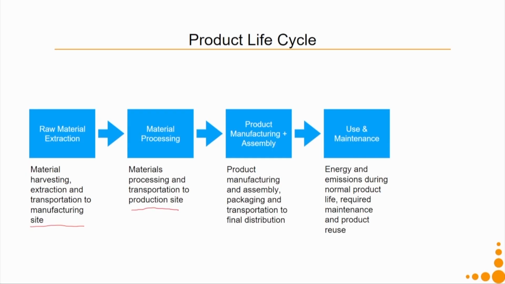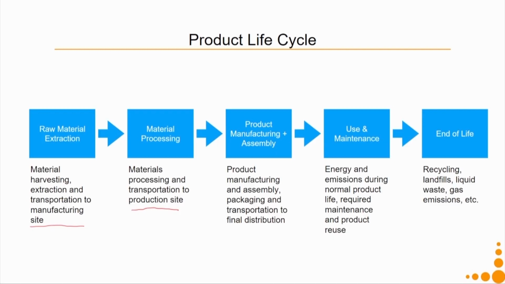Next comes the use and maintenance phase. When we are trying to use that product, there is energy and emissions during normal product life, required maintenance and product reuse. Say for example, I might buy a refrigerator. After a couple of years, I might decide to give that refrigerator to someone else. So then the same refrigerator is still in the consumer market and it is being reused. So this reuse means that kind of a reuse, and not changing the product form into another form and reusing it. The last phase is the end of life.